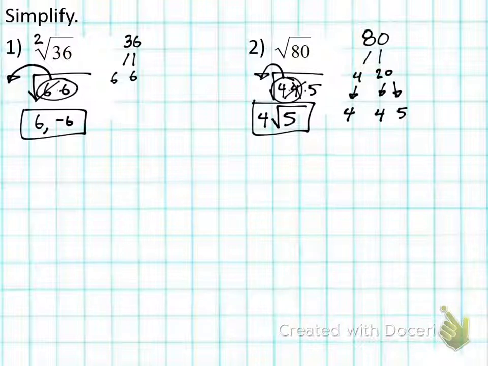So that's your answer: 4 rad 5. When you look at radicals, you have to simplify them. This is a form of simplification. So if you see a number like this and you could simplify it, you have to finish it. Just like yesterday, or a couple days ago, when we had that last problem.